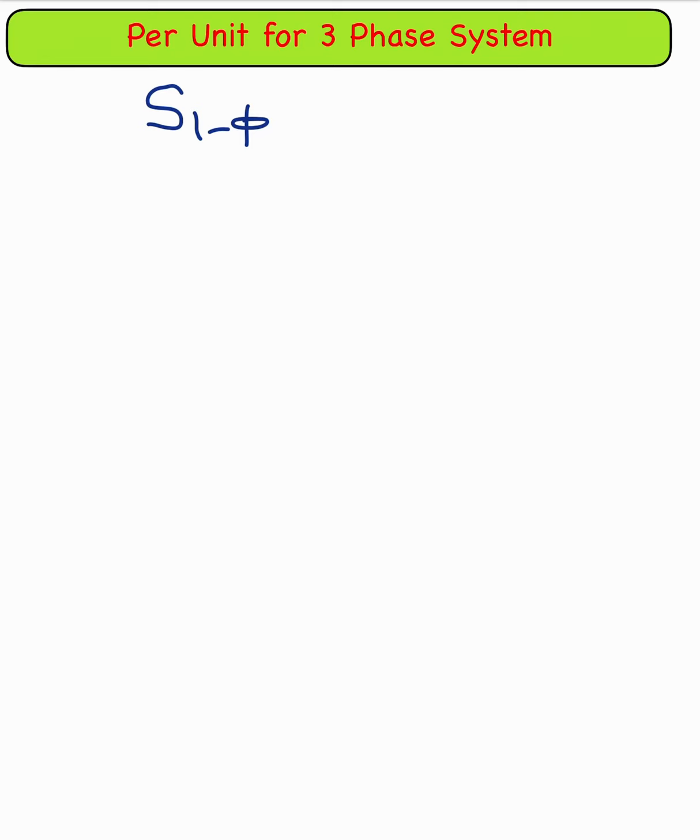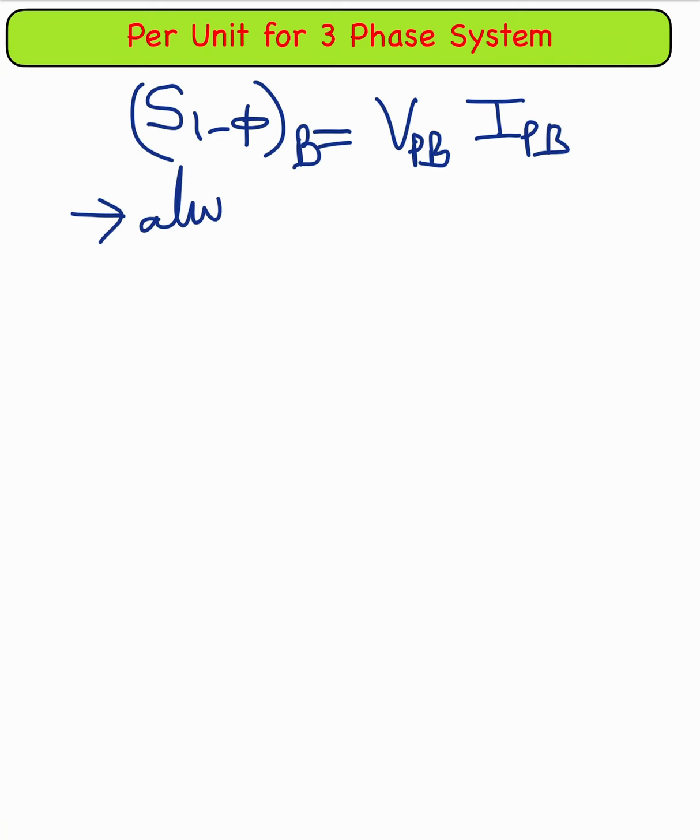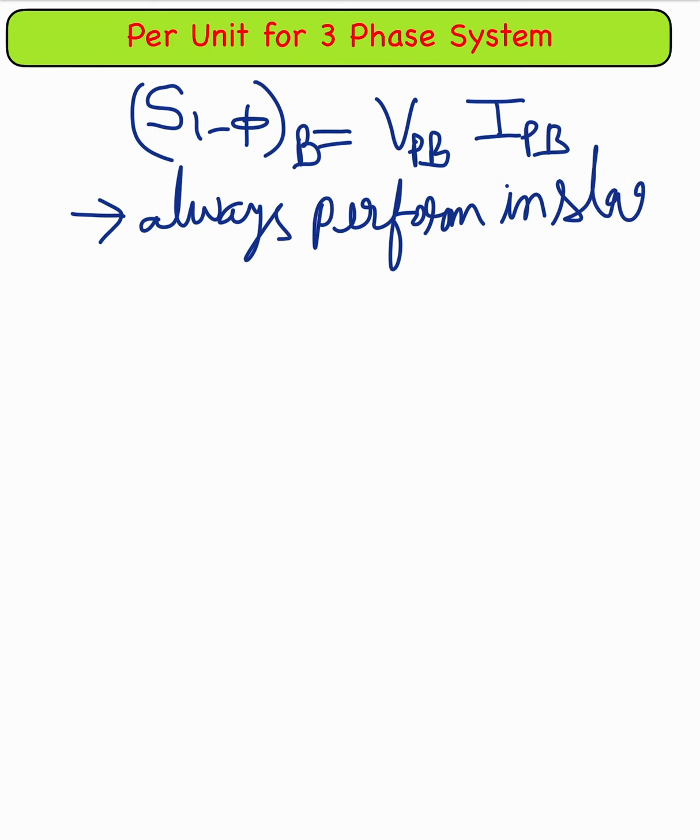So what is its value, base value? That is equal to VPB into IPB, that is for the single phase system. So we know that for the three phase system, it is always performed in star connection. So remember that it is always performed in star connection. If it is given in delta form, then convert it in star.